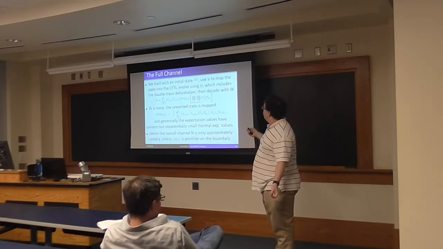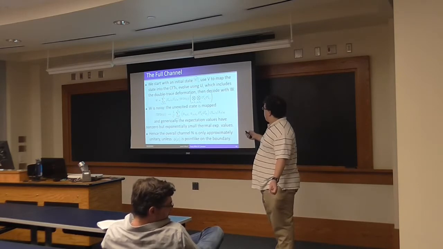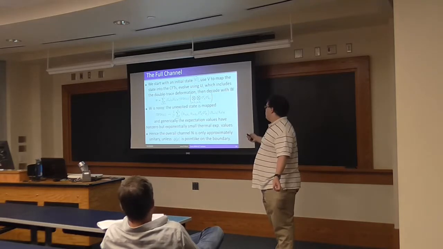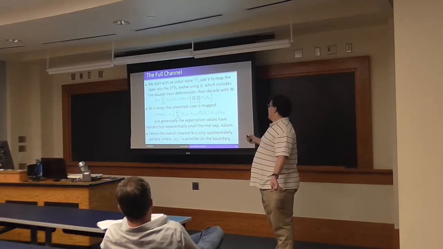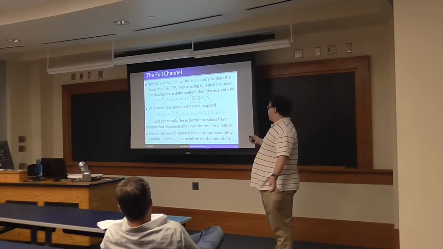Okay, so now we've just got a full channel where we do this mapping, we evolve, and then we do a decoding. And the way we do the decoding is we take our final state and we look at its overlap with each of the d squared discrete states we picked out. As I said before, because this is coarse graining, things get a little noisy.